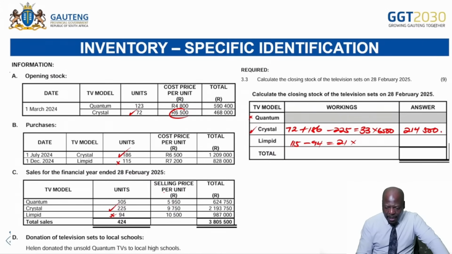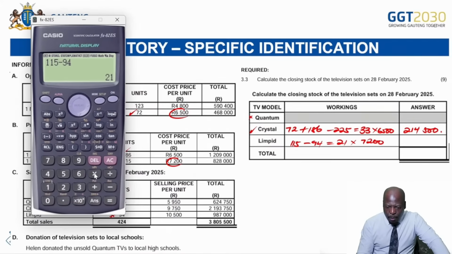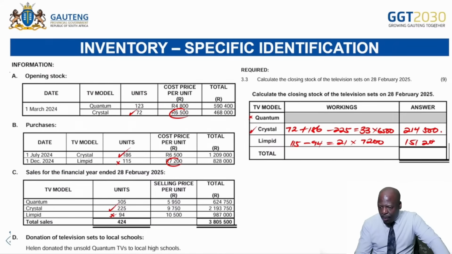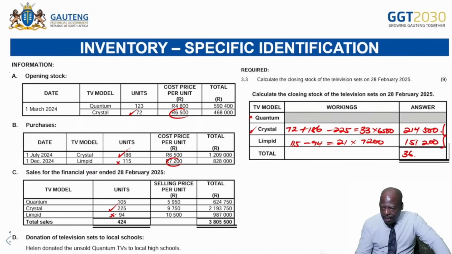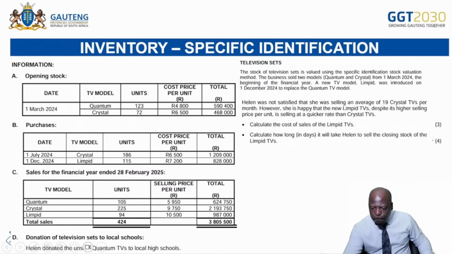Then we say, what is the cost price of our limpid? It's 7,200. So you multiply that by 7,200. It's going to be 21 times 7.2, and that's going to give me 151,200. And then we add these two amounts, and let's see how much we're going to have. 151,200 plus 214,500, and that's going to leave us with 365,700. Let's quickly move on to the next aspect.